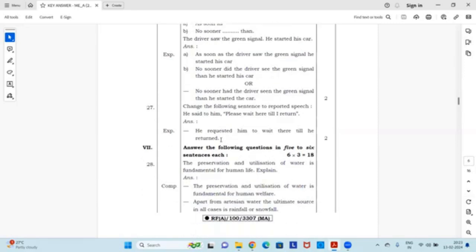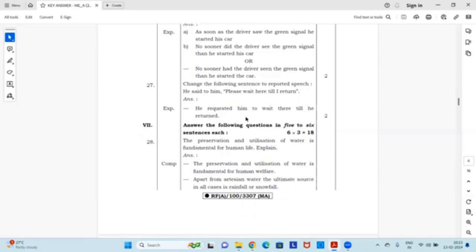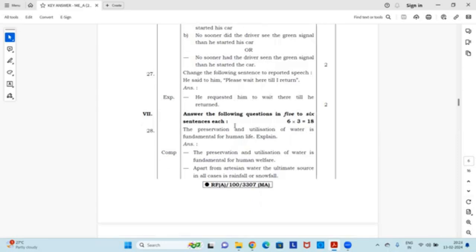Next, 27th question. Change the following sentence to reported speech. He said to him, "Please wait here till I return." So this is in direct speech. You have to write it into indirect speech, that is reported speech. He requested him to wait there till he returned. Okay, the tense changes and you also need to change the pronoun over here.